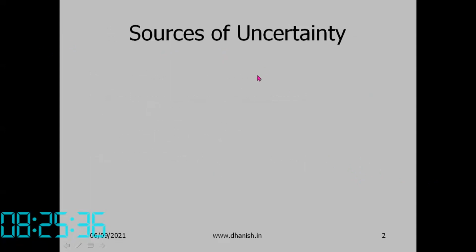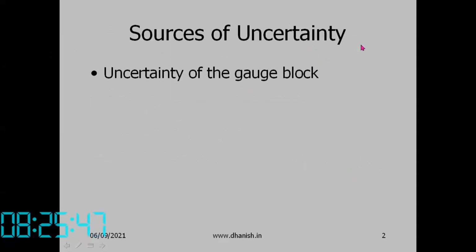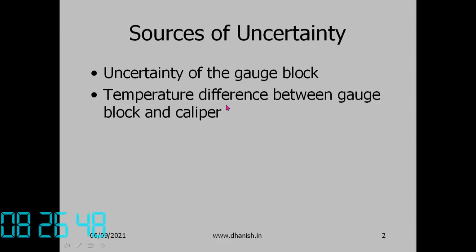So what are the sources of uncertainty? What all will affect calibration of the Vernier caliper? So in dimensional measurement, the most important source of uncertainty is the master used. So first we start with the master. So temperature is the most important source of uncertainty in dimensional measurement because everything expands. All objects expand with temperature.